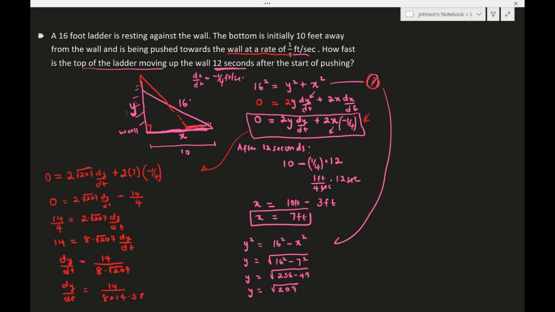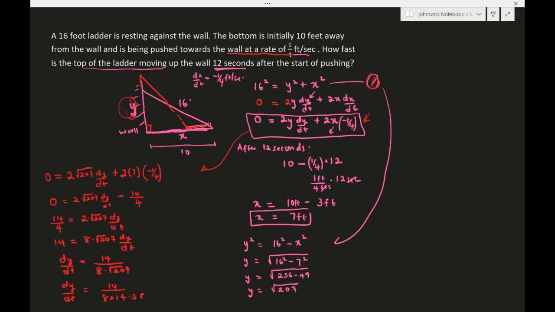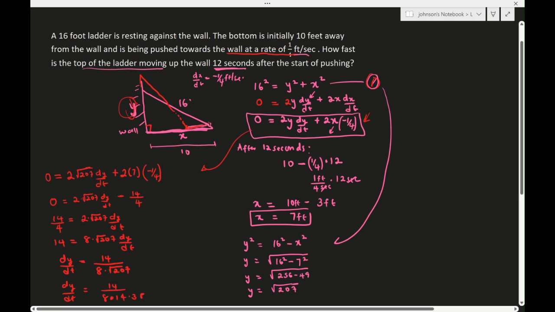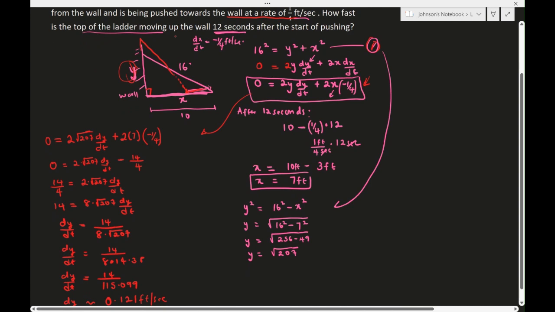Now, what are we looking for? If you look at what we're saying, how fast is the top of the ladder moving? So it means you are looking for the change of this value, this y. And here we use dx/dt to be minus 1 over 4 because you are pushing towards the wall. You are pushing into the wall, so it's the negative direction.